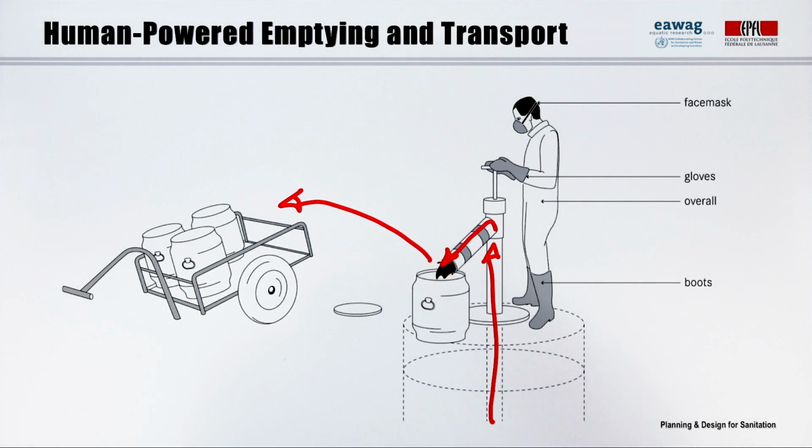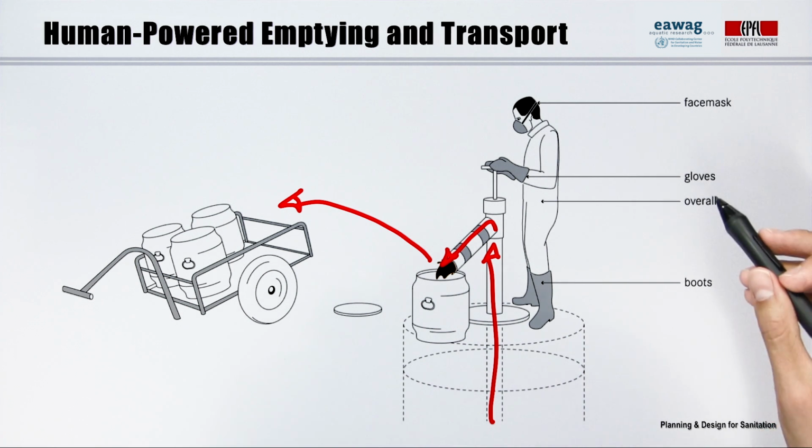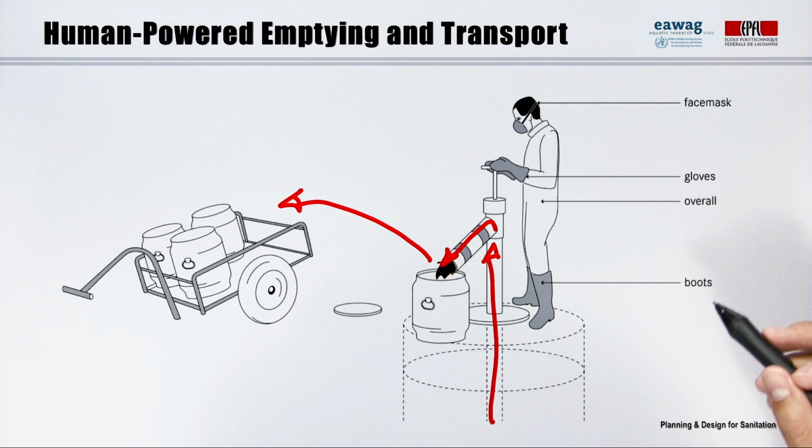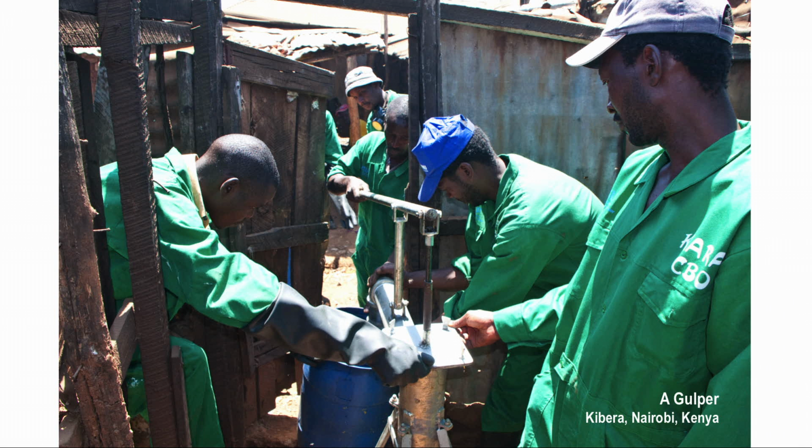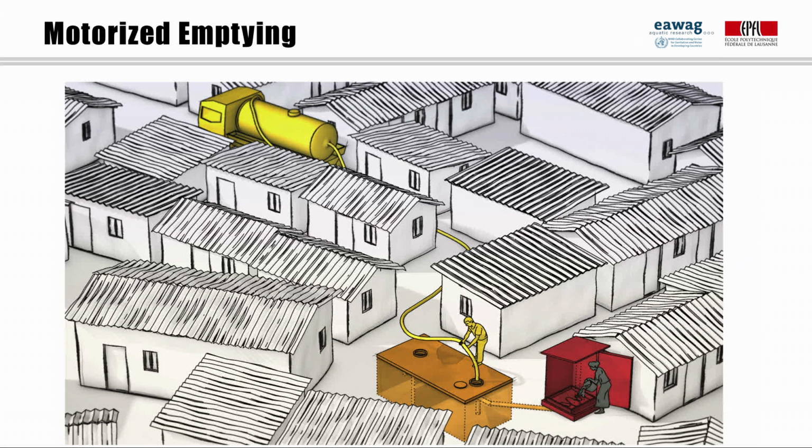Next to that, it is important also to ensure that workers are adequately protected with gloves, boots, face mask, and overall. It is important to mention that proper equipment and organization help the manual emptiers to gain recognition and acceptance. Sanitation programs should strive to legitimize the work of the laborers and create the right enabling environment by providing permits and licenses, as well as helping to legalize the practice. Let's now look at motorized emptying.